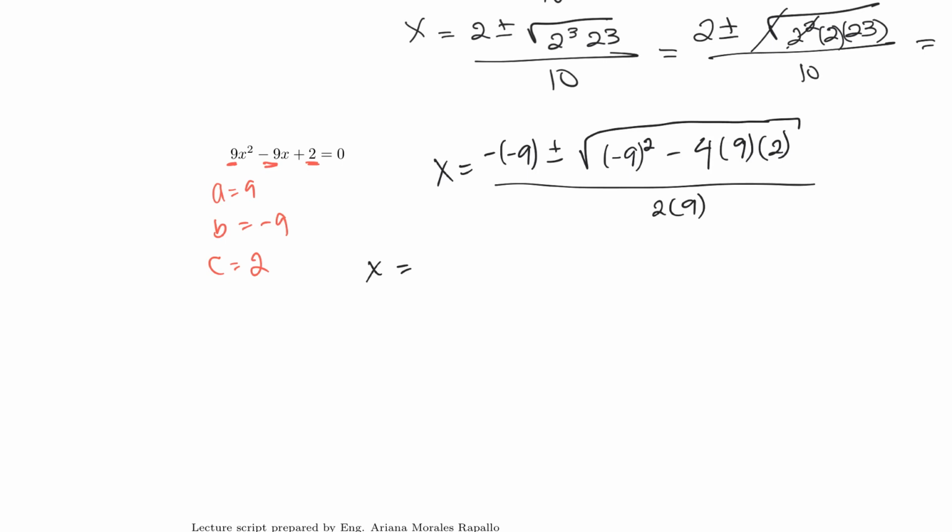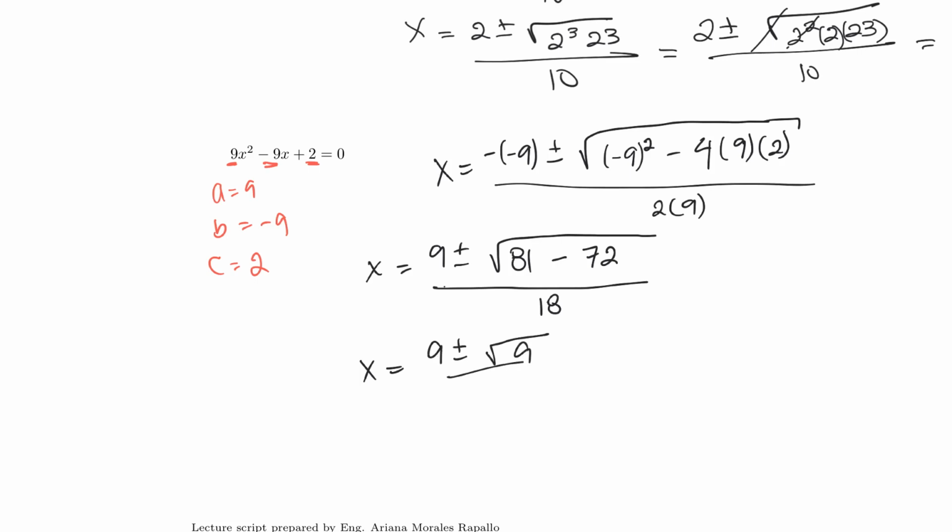So x equals minus and minus is plus 9, plus minus the square root of 9 squared, which is 81, positive, because remember that when a negative times a negative, it comes out positive, minus 4 times 9 is 36, times 2 is 72. So 72, divided by 2 times 9, which is 18. Okay, so now 81 minus 72 is equal to 9. So x is equal to 9 plus minus the square root of 9 divided by 18. And here we can keep solving it because the square root of 9 is 3. So we have 9 plus minus 3 divided by 18. And we get our two solutions from here.